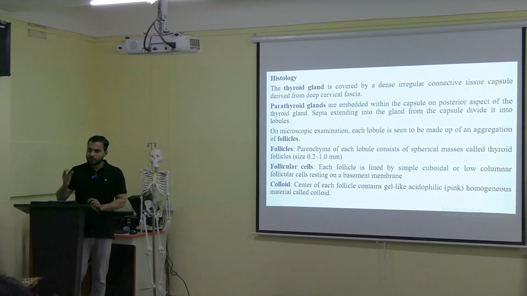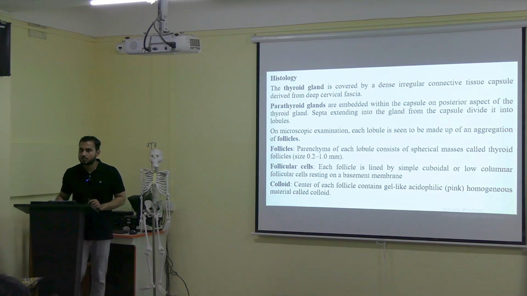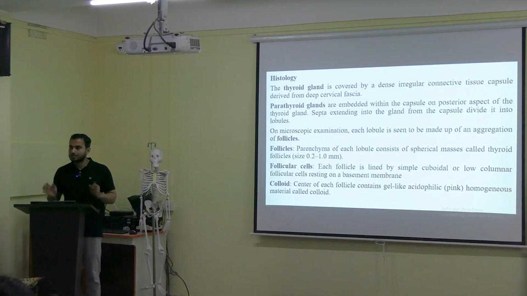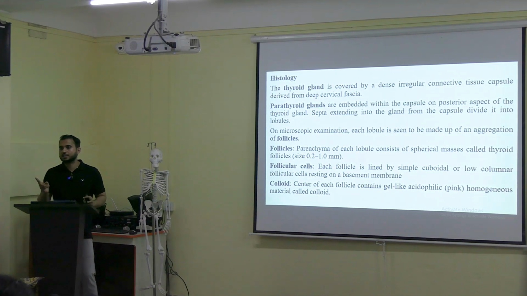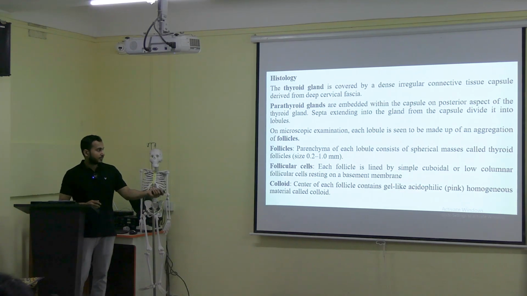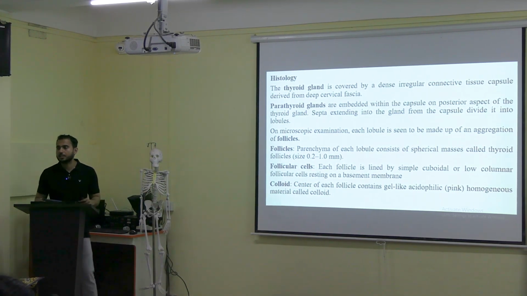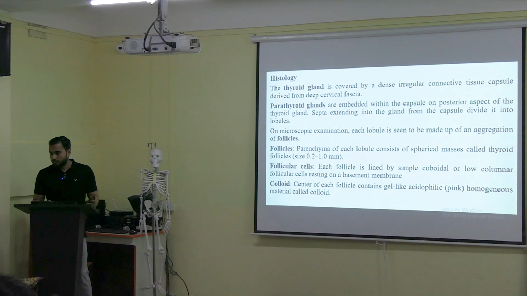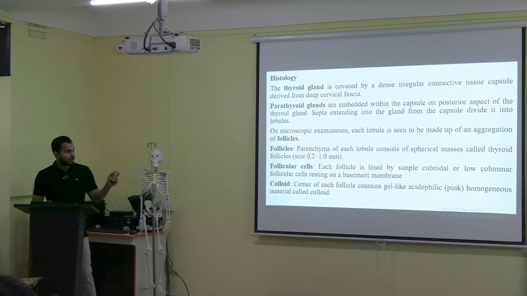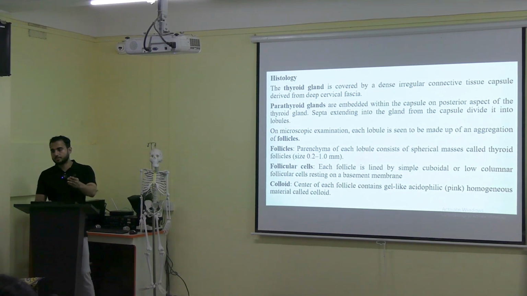Lobules are there. If you take one lobule, inside the lobule what can you see? Follicles, multiple follicles. Now, inside the follicle, two things are there. First, you can see the follicular cells, and gel-like acidophilic, pink, homogeneous material, that is called colloid. That is also present inside the follicle. Now, as I said, the follicular cells vary from simple squamous epithelium to simple columnar epithelium.